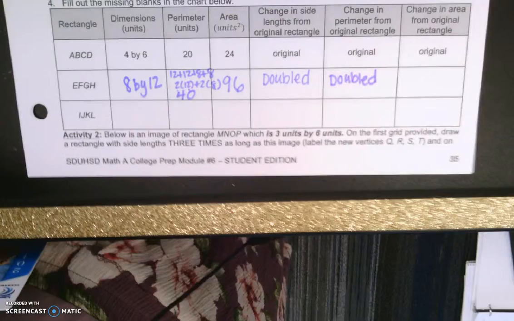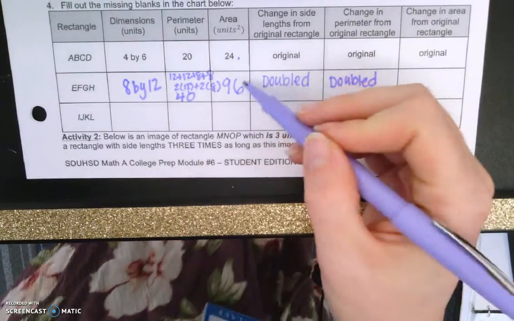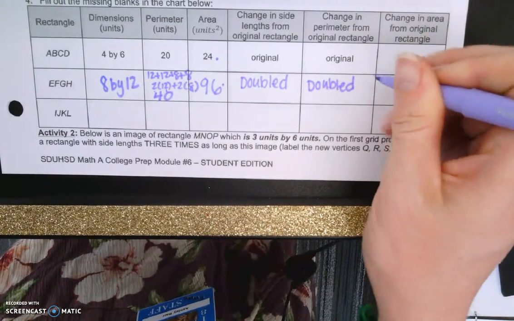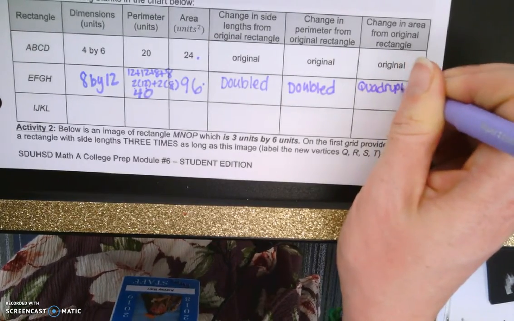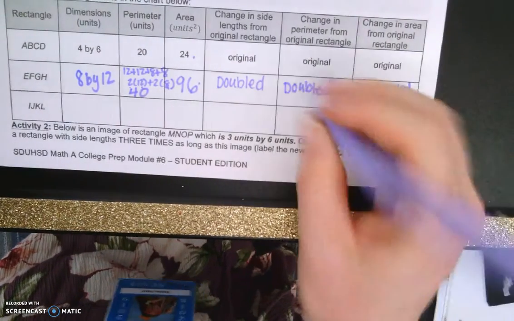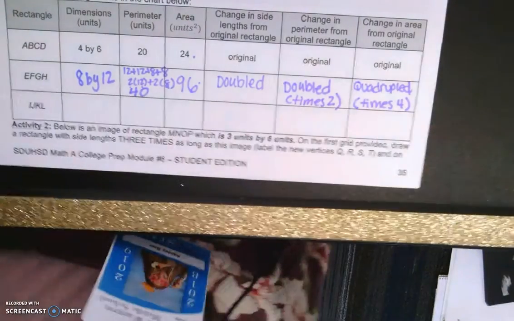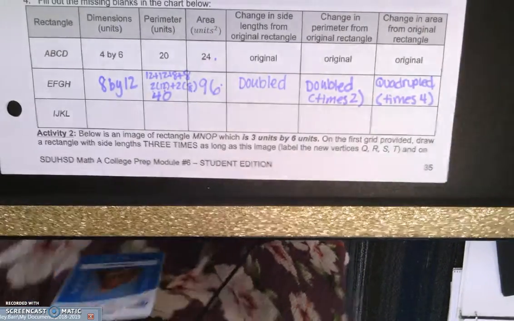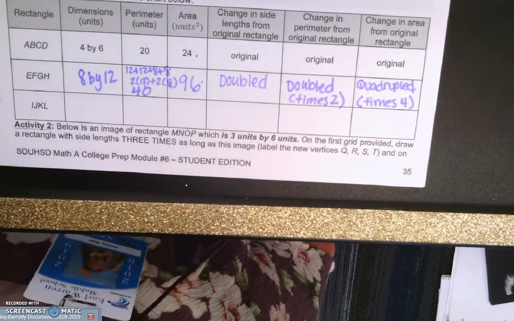And let's look at our last column. It says change in area from original rectangle. Well, we went from 24 to 96. What do you multiply 24 by to get to 96? 4. Wow, so this was quadrupled. Or we can say times 4. And here, doubled, we can say times 2. How do you go from 2 to 4? That's interesting.